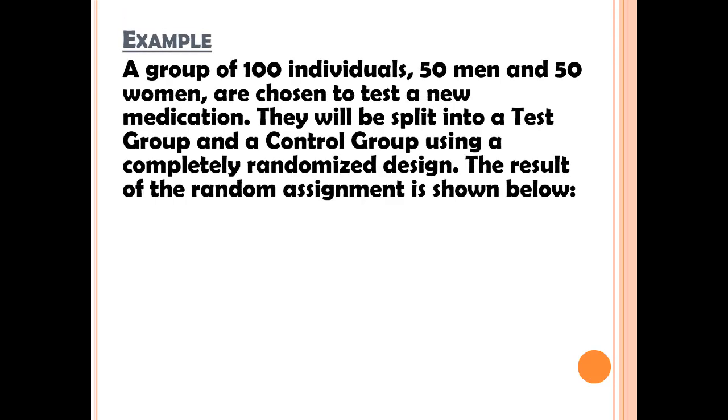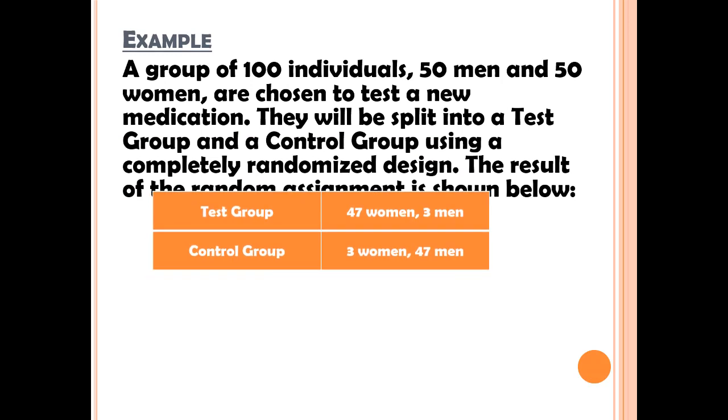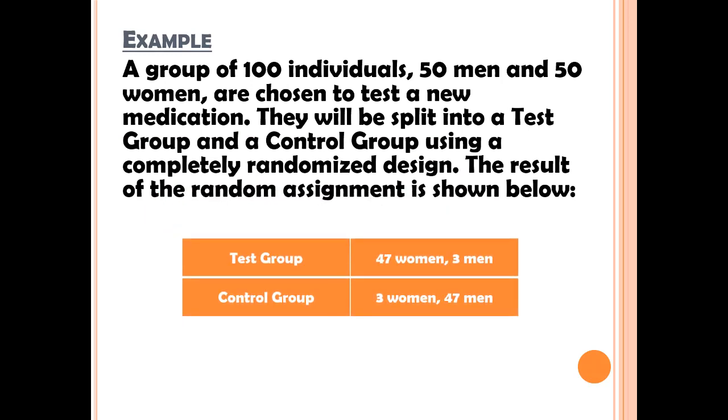Let's see an example. So a group of 100 individuals, 50 men and 50 women, are chosen to test a new medication. They'll be split into a test group and a control group using a completely randomized design. The result of the random assignment is shown below. So we let a computer-generated process pick out 50 of these individuals to be in the test group, and the other 50 will be in the control group. And so by letting it be completely random, this is the result we got. The test group consisted of 47 women and 3 men. The control group consisted of 3 women and 47 men.